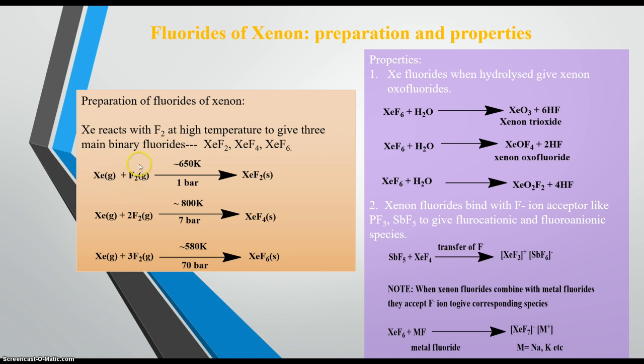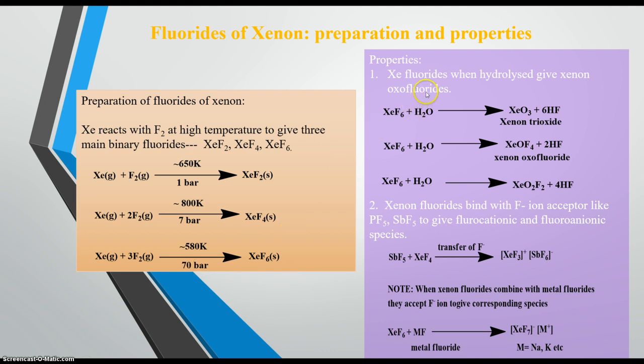In the first process, xenon is reacting with fluorine at a temperature of 650 Kelvin and pressure 1 bar to give XeF2, xenon difluoride, and this xenon difluoride is solid in nature. In the second process, xenon is reacting with two molecules of fluorine at temperature 800 Kelvin and pressure 7 bar to give XeF4. In the third process, xenon is reacting with 3 moles of fluorine to give xenon hexafluoride at temperature 580 Kelvin and pressure 70 bar.